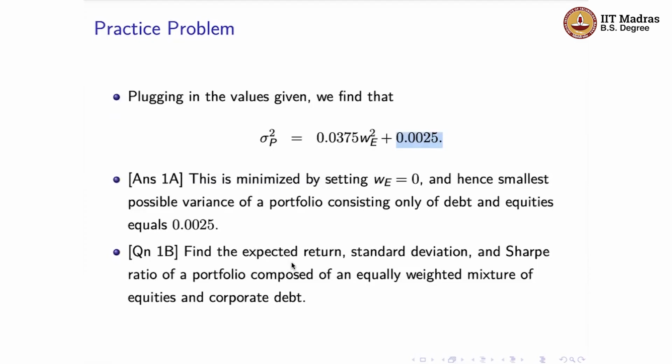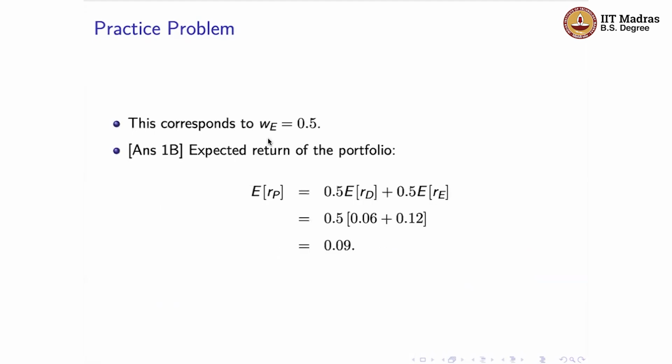So it's asking, find the expected return, standard deviation, and Sharpe ratio of a portfolio composed of an equally weighted mixture of equities and corporate debt. So an equally weighted mixture of equities and corporate debt tells us that the weight on the equity is half, and the weight on the debt part is also 1 minus half, equal to half. So we can actually then plug in all the expressions.